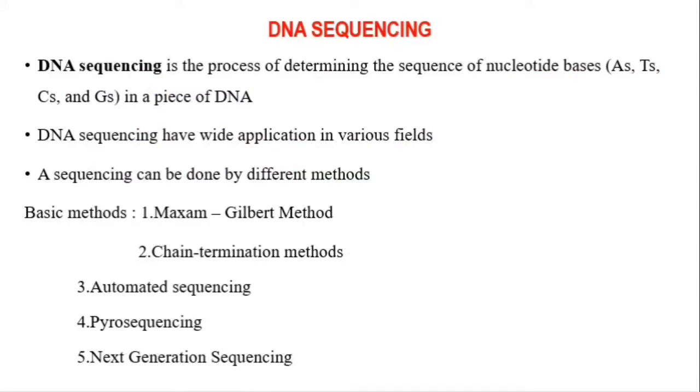Let's see DNA sequencing. DNA sequencing is the process of determining the sequence of nucleotide bases present in a piece of DNA. Nucleotides are the building blocks of DNA, deoxyribonucleic acid, and they contain four bases: adenine, thymine, guanine, and cytosine.